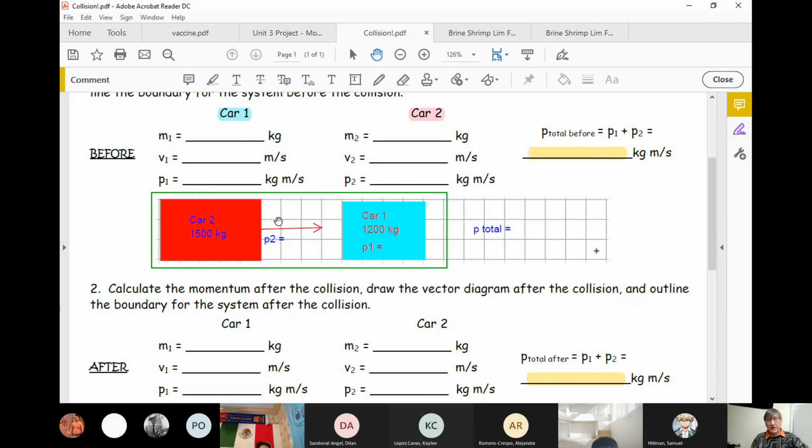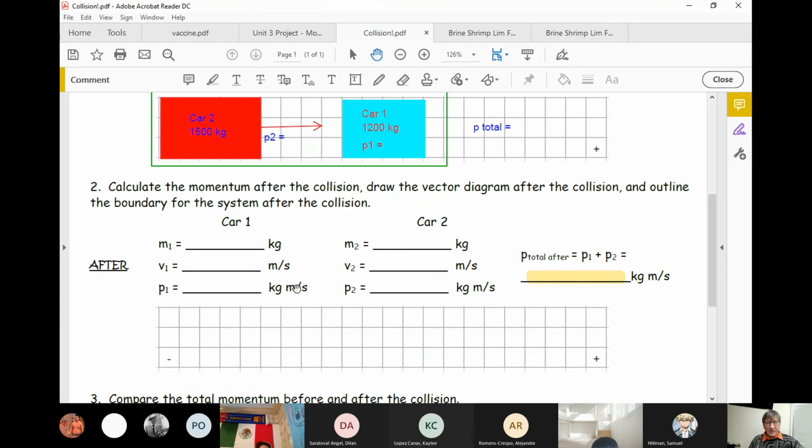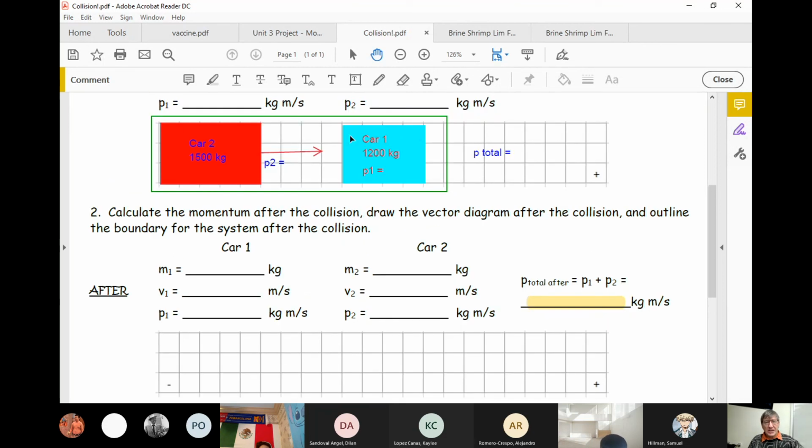So have your second vector diagram down here set up similarly to this one, where car 2 is obviously bigger than car 1. It doesn't have to be as accurate as this one is. This one's pretty accurate because I made it 15 boxes versus 12 boxes. If you can do that accuracy, that's nice, but you don't have to. Just make sure that it's clear that car 2 was a little bigger than car 1. Label their masses. Label their momentums. And then label the total momentum.